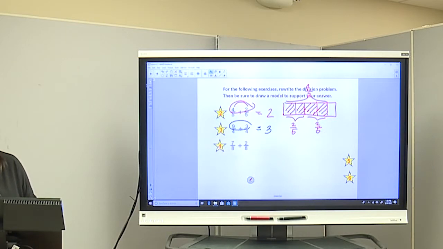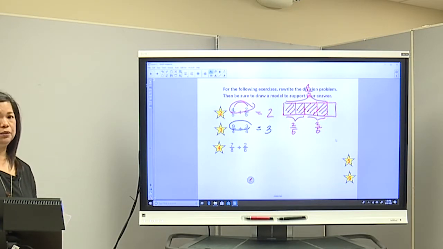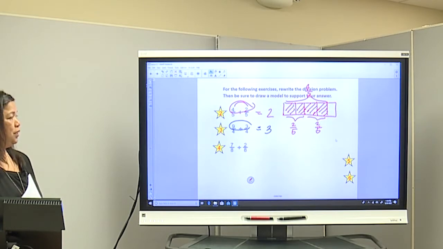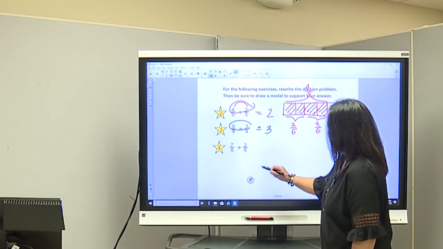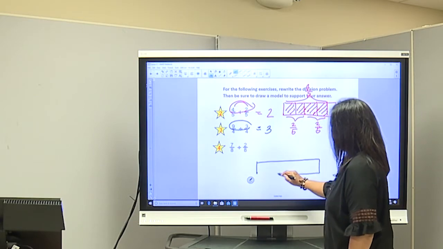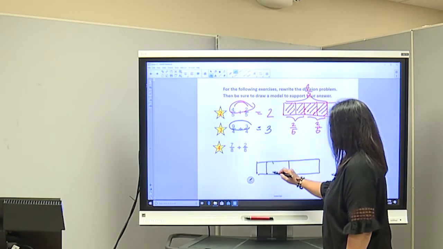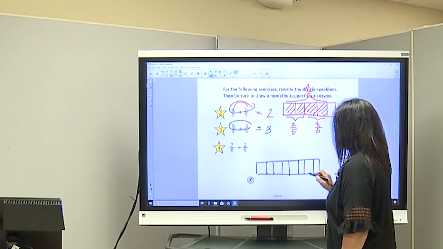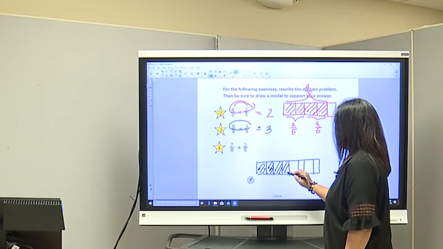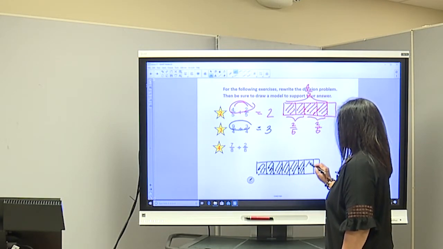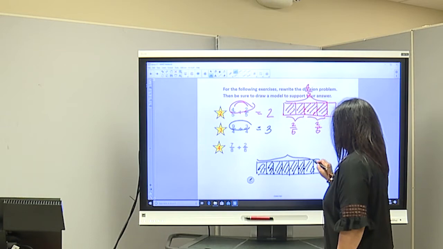But I am looking at something like this. Common denominator, but 7 and 2 are not compatible numbers. So this is something that you will get a what? A remainder. Remember that? So let's use a model for this so that we can clearly see what's going on. I have eighths. I need 7 of them. 1, 2, 3, 4, 5, 6, 7 eighths.